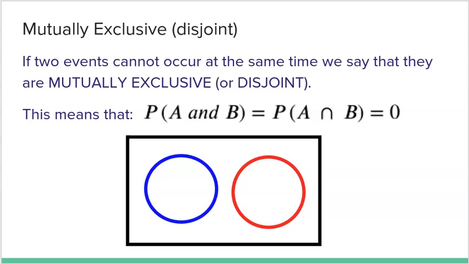Some examples of this: boy and girl. There's no overlap there. There's not a person who is a boy and a girl at the same time, so that would be mutually exclusive. Let's say you take a test, and one event is you get an A, another event is you get a B. That would also be mutually exclusive because you can't get an A and a B on the same test. You can get an A, you can get a B, you can't get both on the same test. So that would be mutually exclusive.